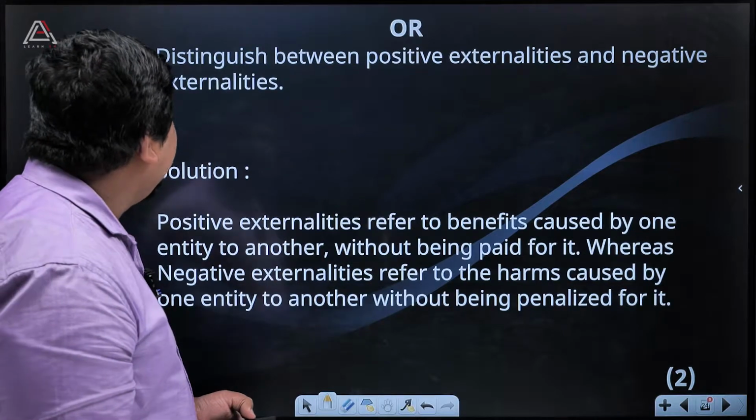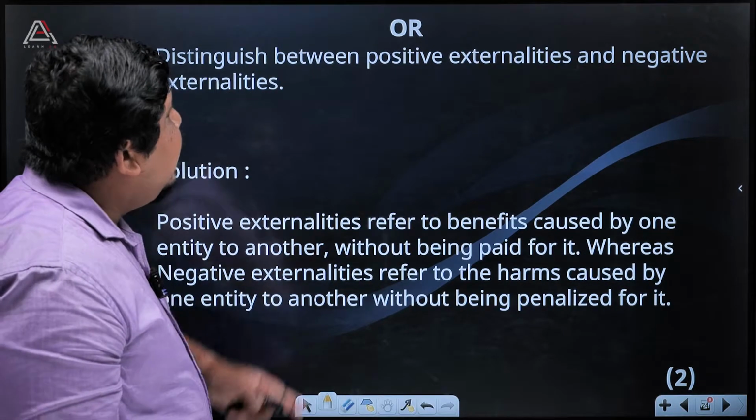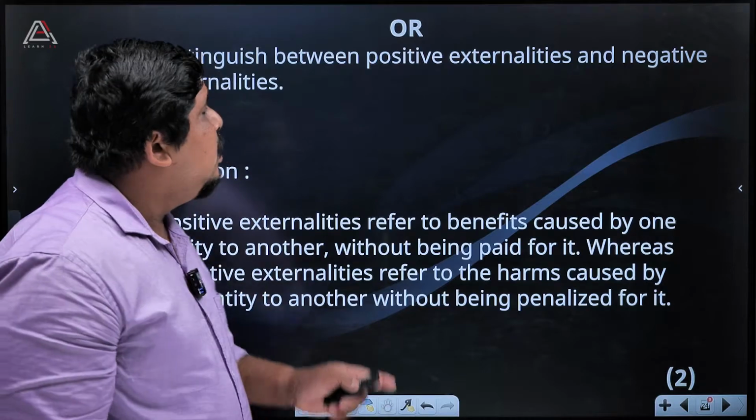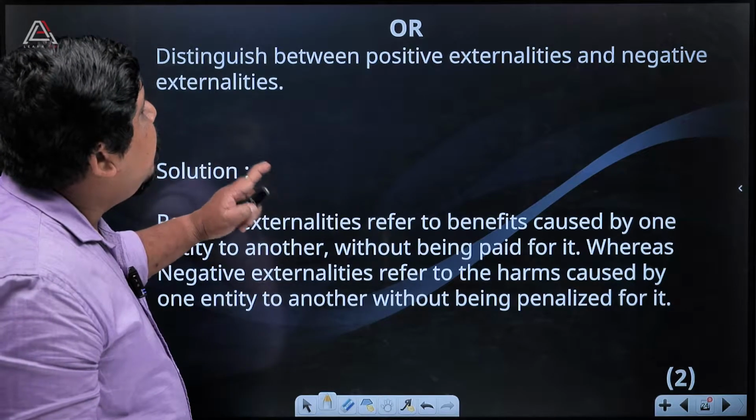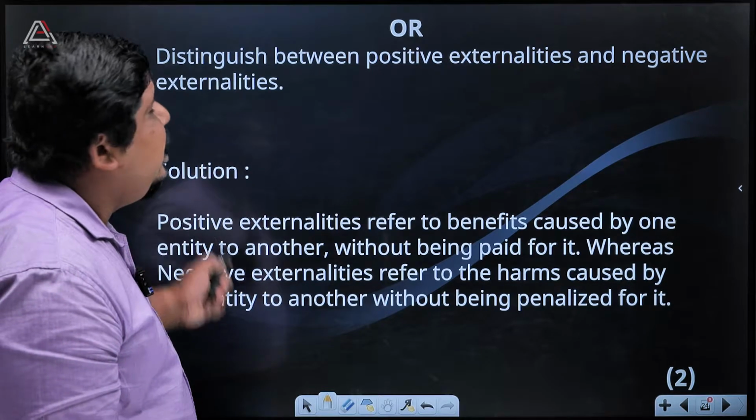The next question we got has an OR question, that is: distinguish between positive externalities and negative externalities.